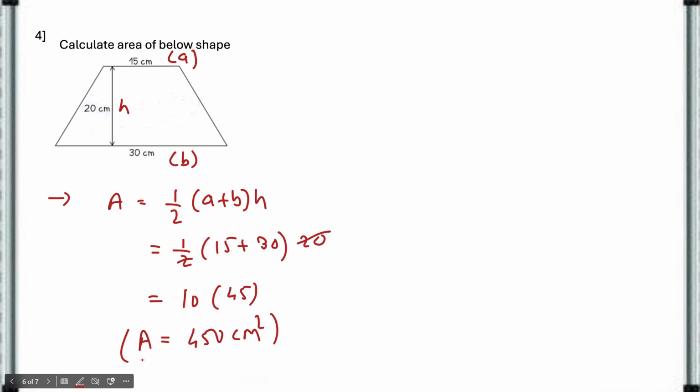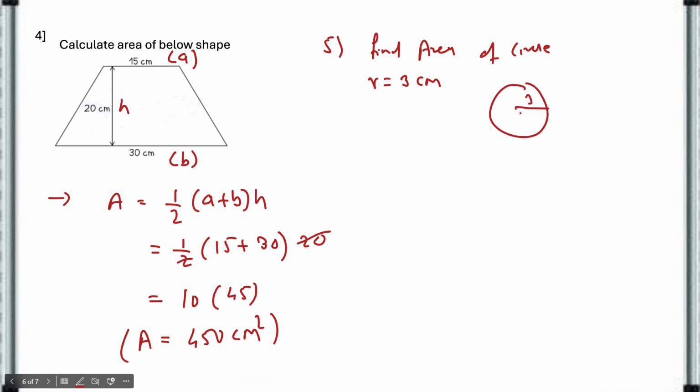In this way you can find the area of any shape. Okay, let's see one more question. Find the area of a circle whose radius is 3 centimeters.